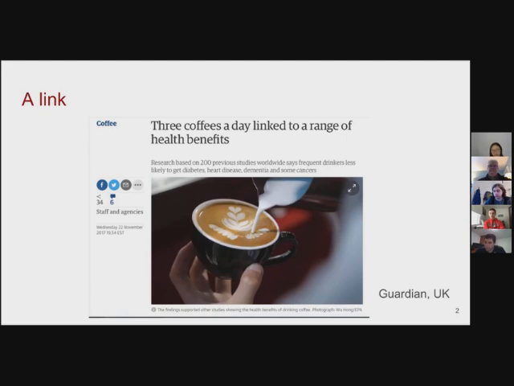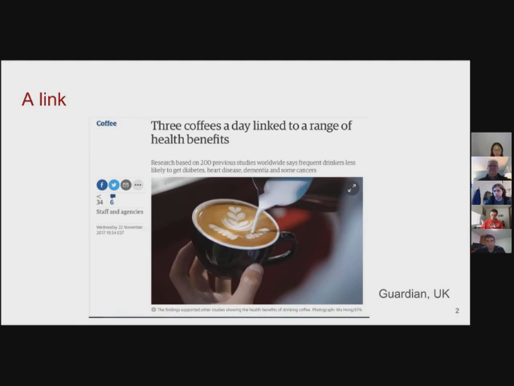There are many different ways to think about what a link really means, and in this course we really want to differentiate two types of links that people are trying to say. One is that 3 coffees a day, the first item, and a range of health benefits are related to each other. They're associated with each other. So that's one type of link, association. But then there's another type of link, what we call causation.